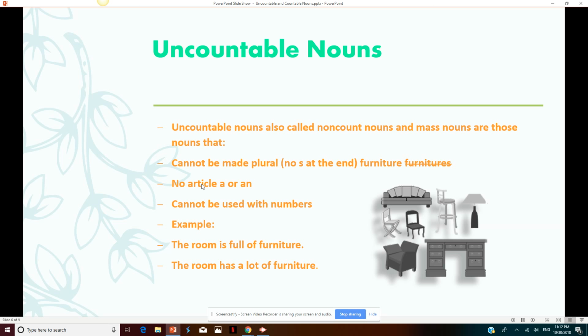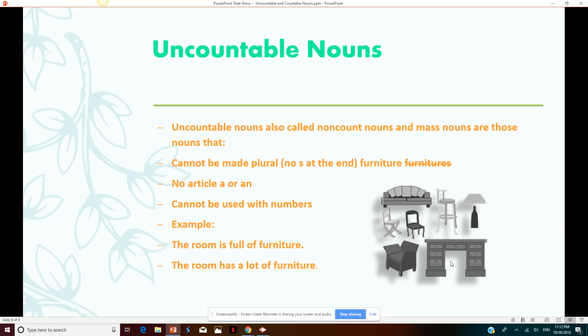We're never going to put an article right in front of an uncountable noun. So I can never say a furniture. Cannot be used with numbers. I can never say 3 furnitures or 3 furniture. That is impossible. The only way that I can use the word furniture is this way. If you see in this room, I have 1, 2, 3, 4, 5, 6, 7 pieces of furniture.